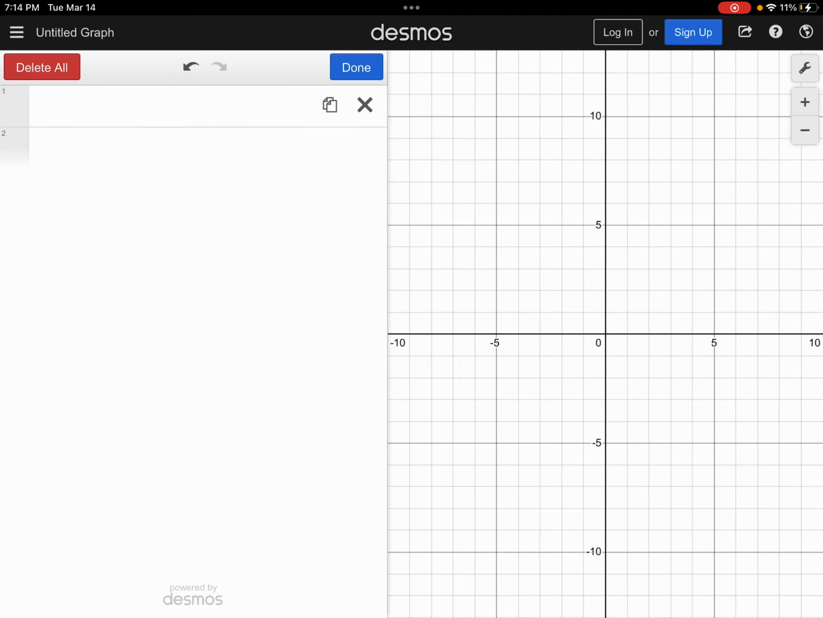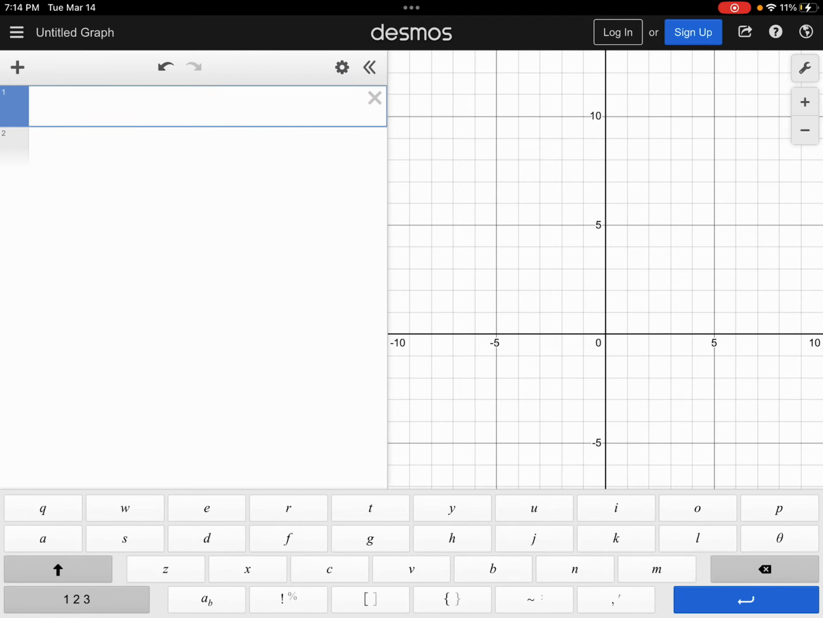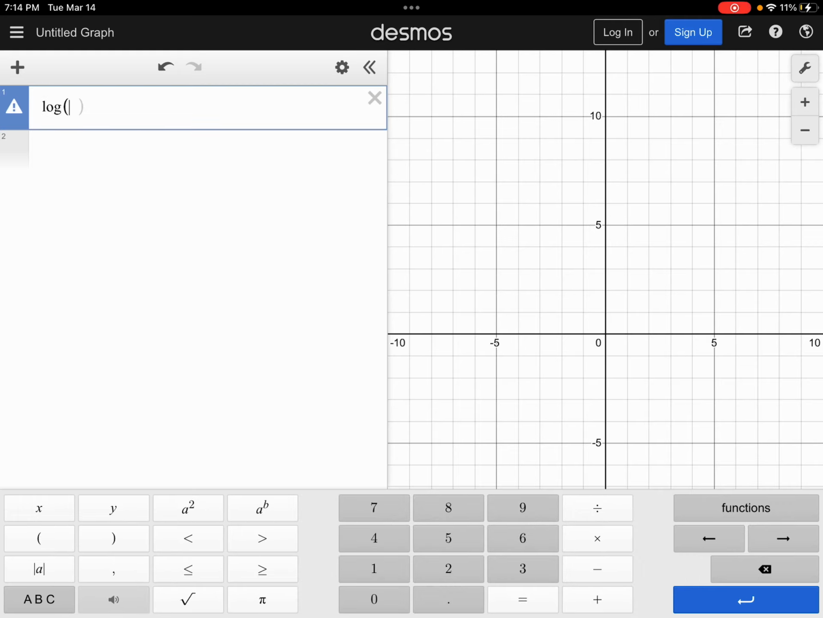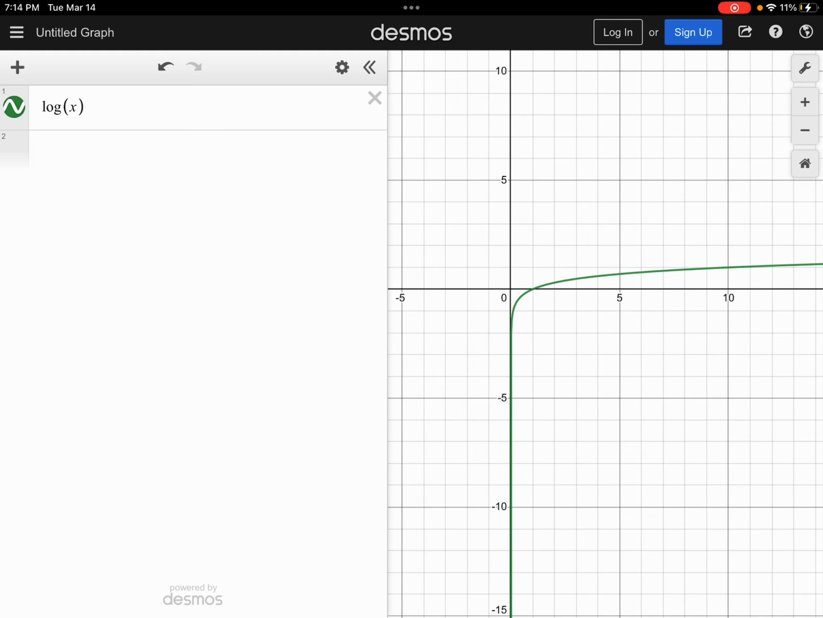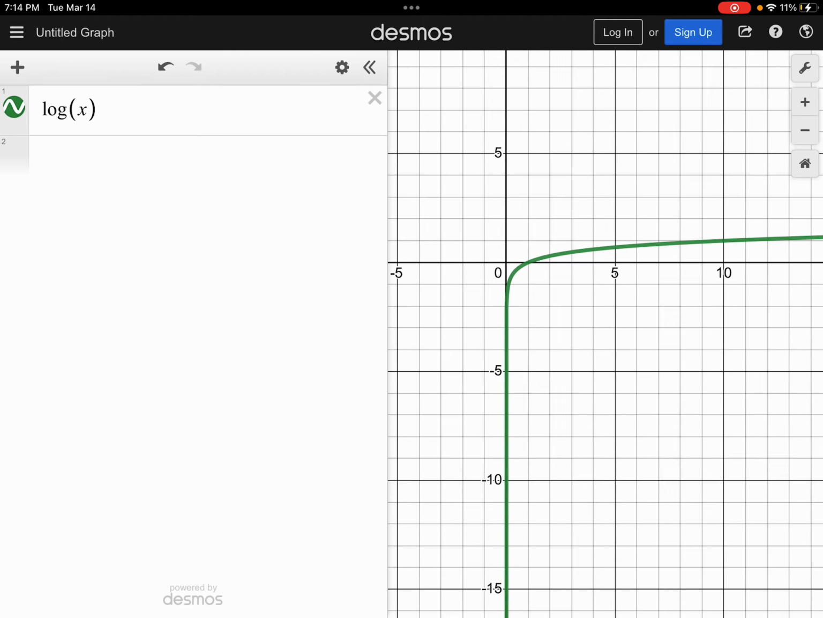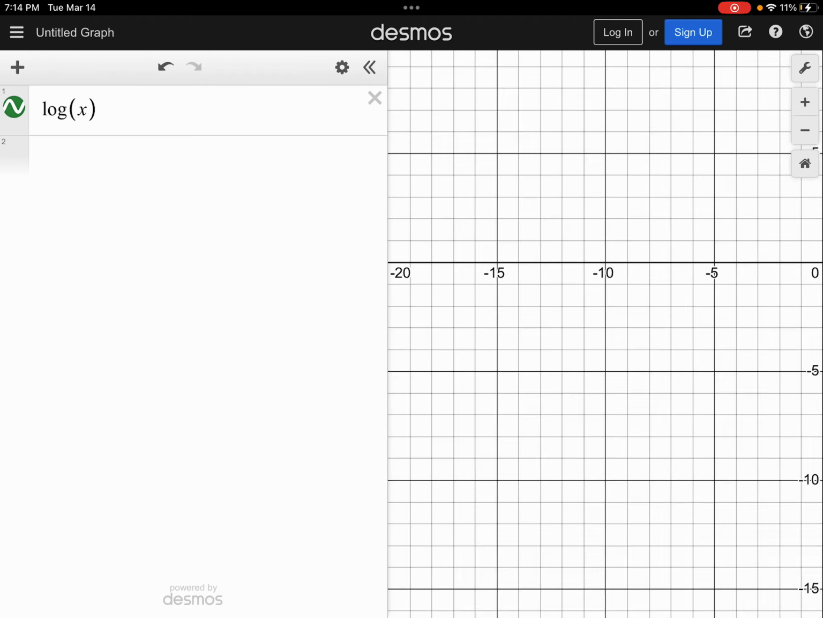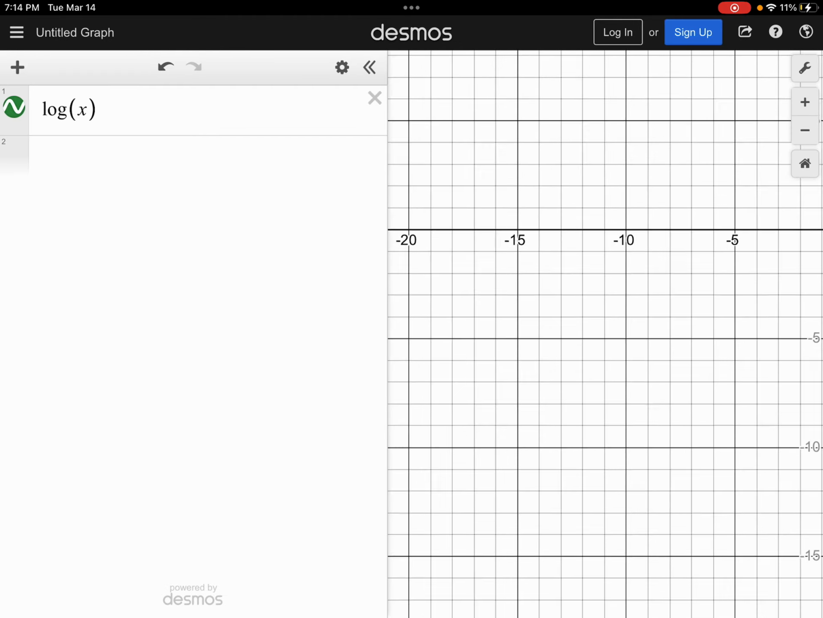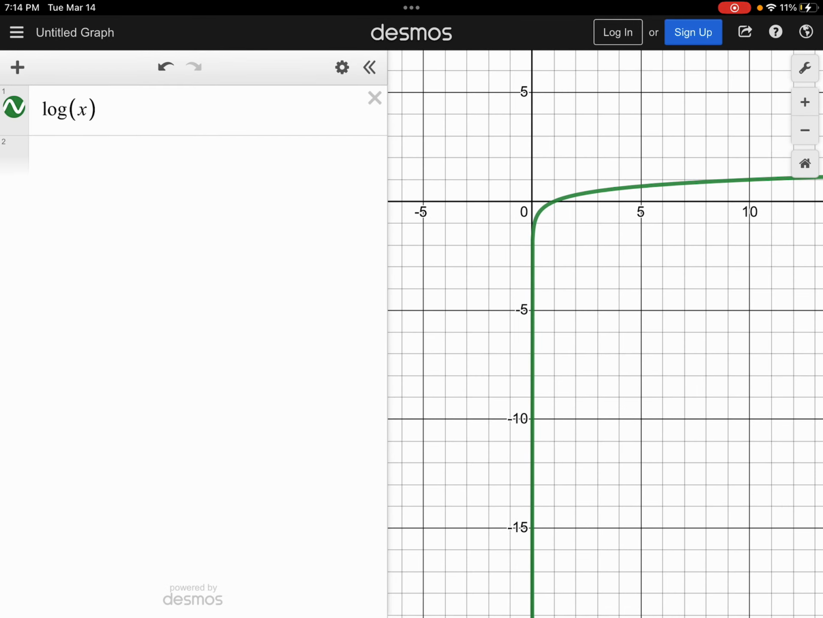If I type in log of x, can I just do x like this? No, it doesn't like the square brackets. I need to do parentheses, log of x. You'll see. Can I make it a little bit easier to see? Notice that this line does not go to the left. There's no line over here on the left-hand side. It runs into a wall.